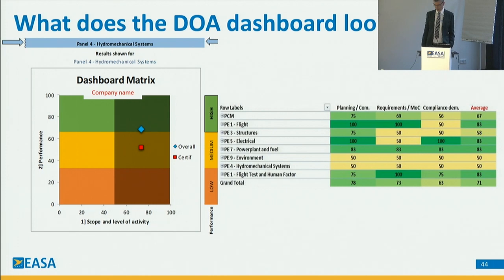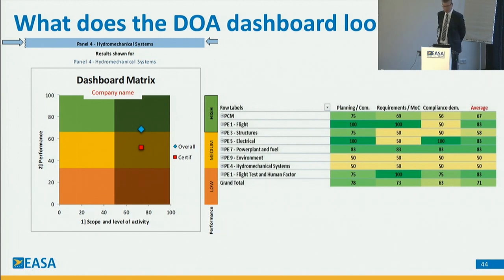But from the perspective of LOI, the second element, you only need to know where in the scale you are on the vertical line. You can forget about the horizontal line, the scope and level of activity. It doesn't matter whether you're left or right. It only counts the performance, whether it's low, medium, or high. The horizontal dimension is only relevant for your overall DOA oversight purposes.